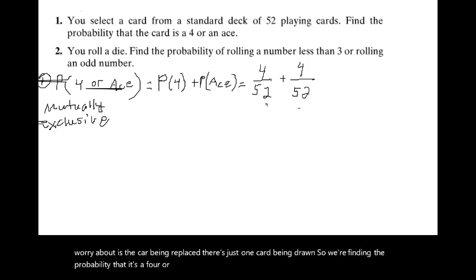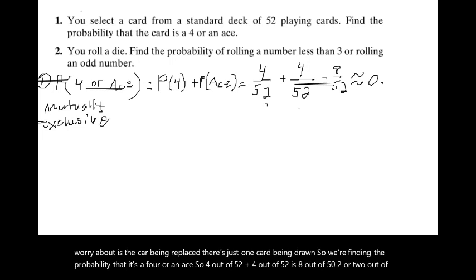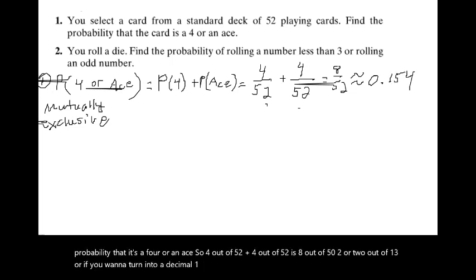So 4 out of 52 plus 4 out of 52 is 8 out of 52, or 2 out of 13, or if you want to turn it into a decimal, 0.154, or approximately a 15.4% chance that the card is either a 4 or an ace.